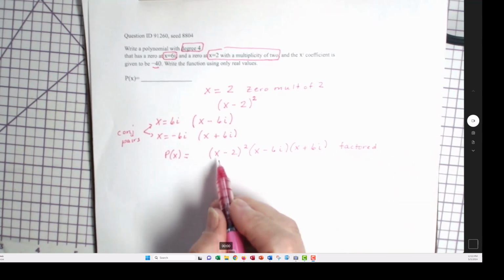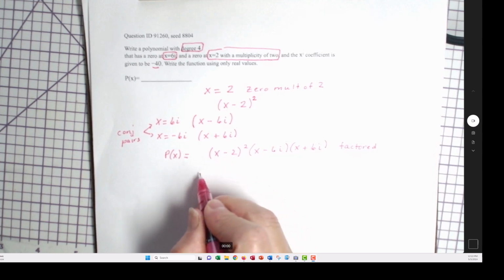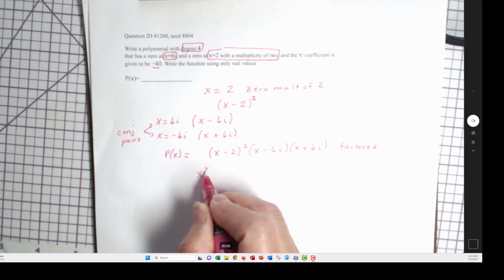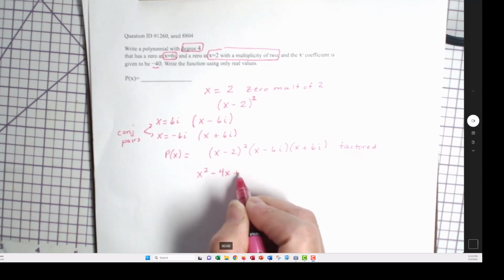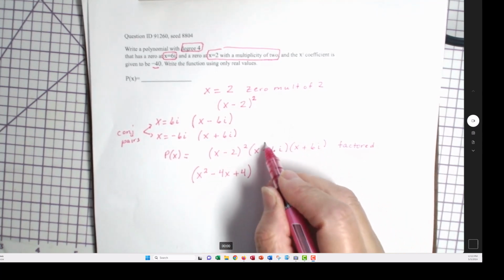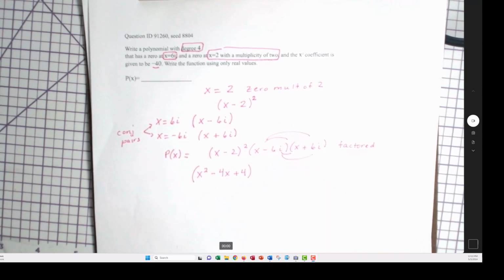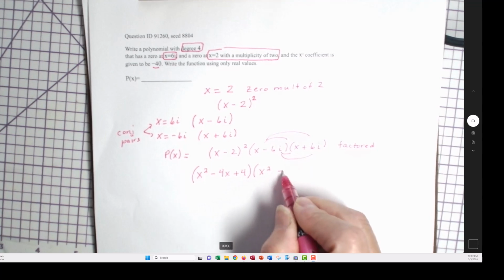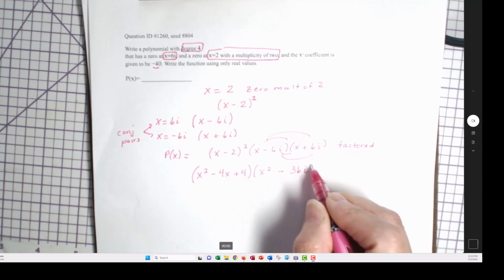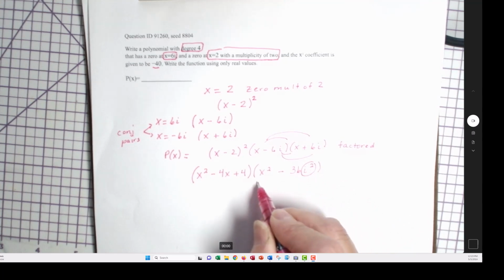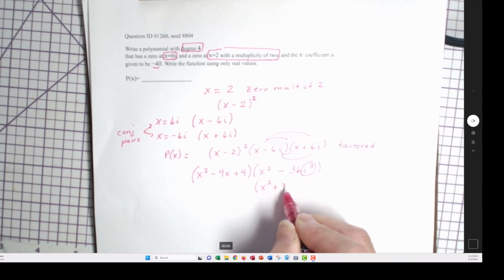And we're going to start with the x minus 2 squared here. We know that's a perfect square trinomial. When you multiply this out, you're going to get x squared minus 4x plus 4. Okay, so multiplying this. And then over here, if you multiply these two factors out, you are going to get x squared minus 36i squared, because you've got conjugates here. And you know that the i squared is negative 1, so we can write x squared plus 36.